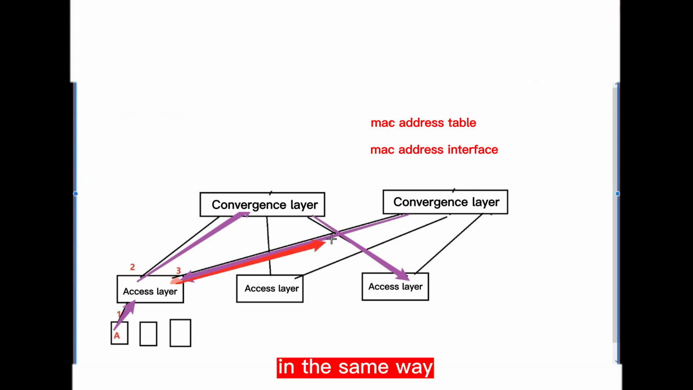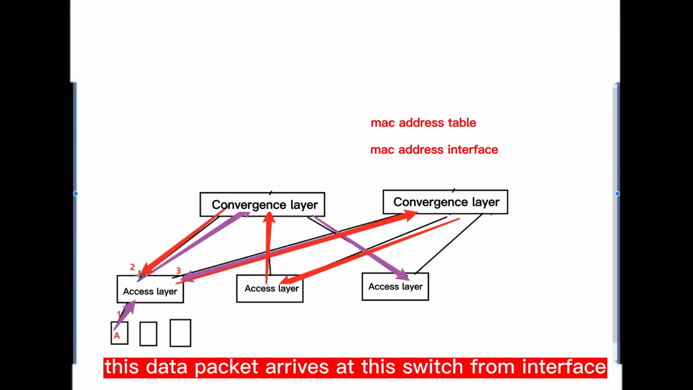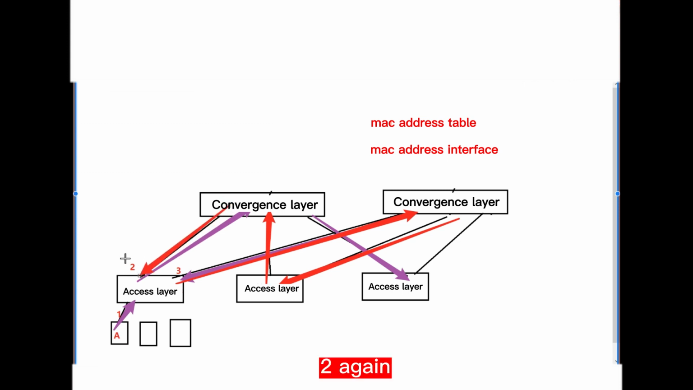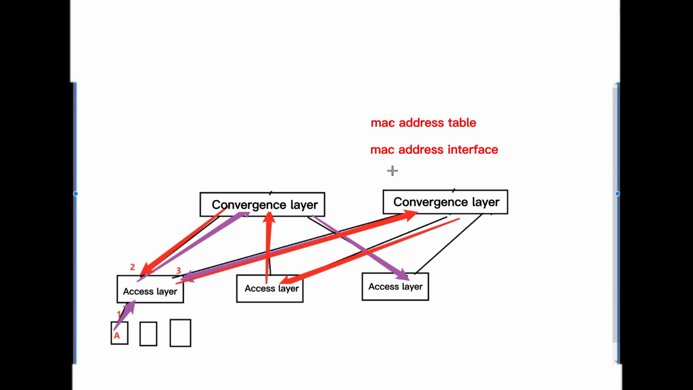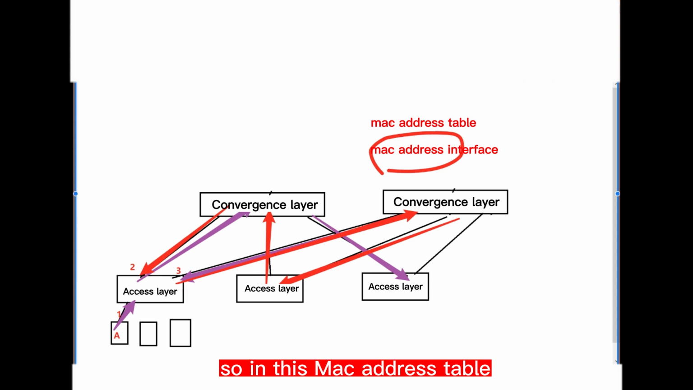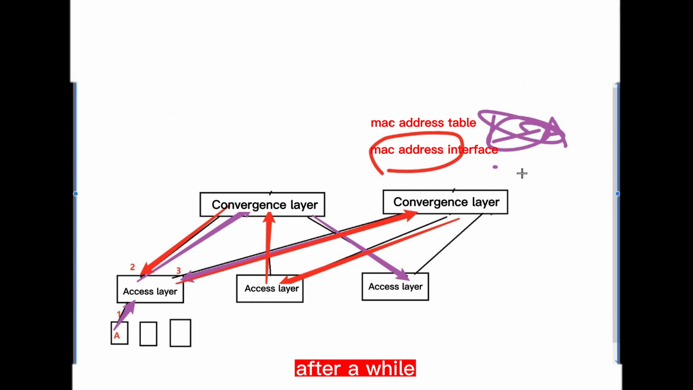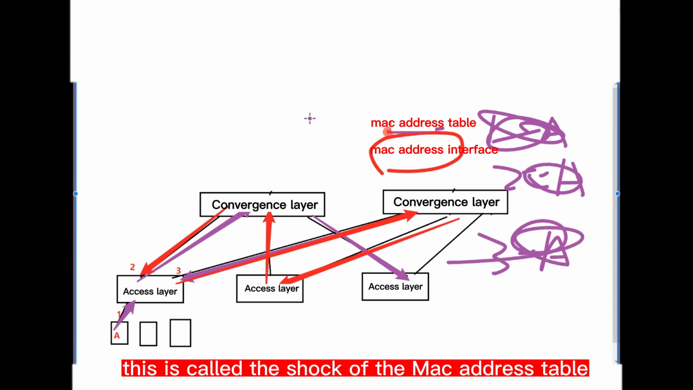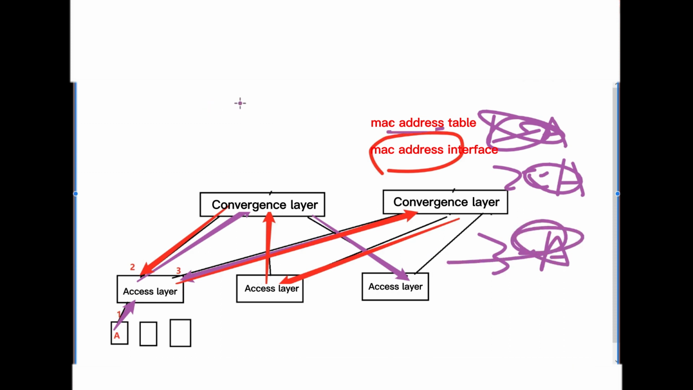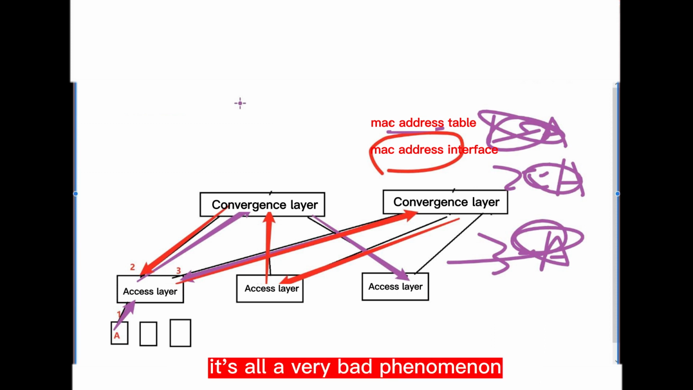In the same way, look: this data packet arrives at this switch from interface 2 again. The switch will record that interface 2 corresponds to A. So in this MAC address table, 1 corresponds to A, after a while 2 corresponds to A, then 3 corresponds to A. This is called the shock of the MAC address table, also known as MAC address table drift. It is a very bad phenomenon.